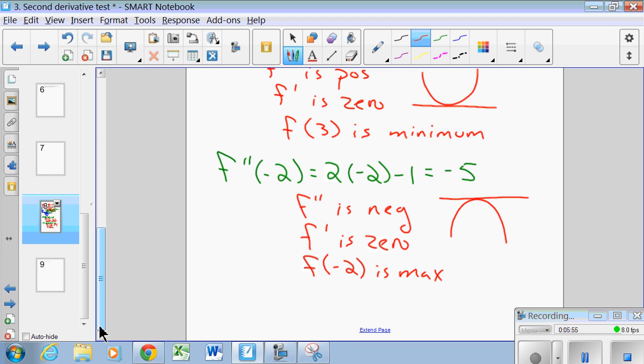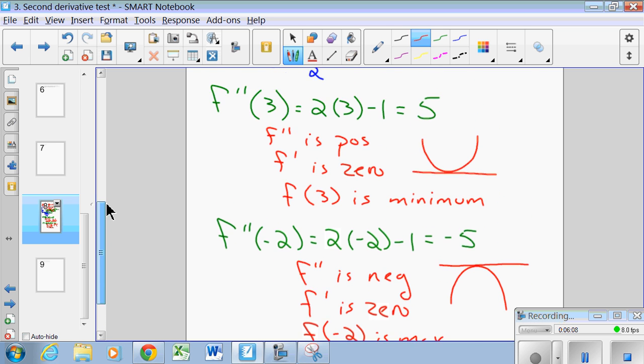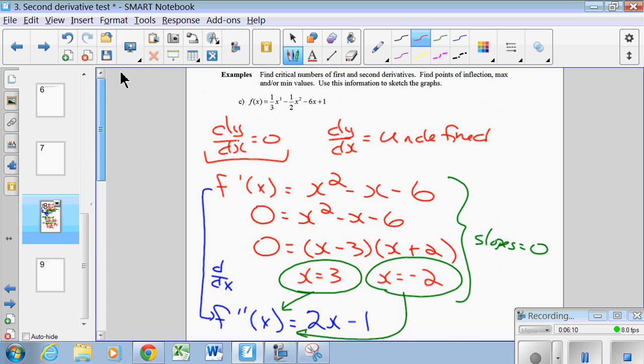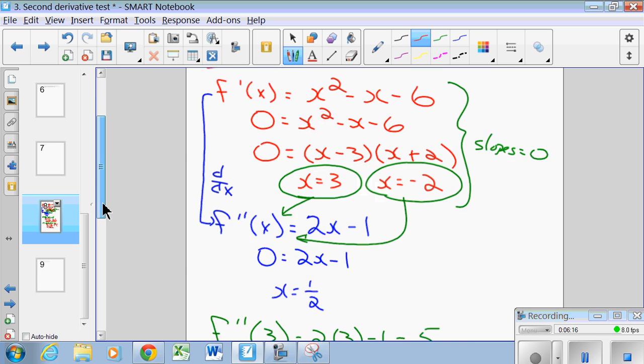So without any kind of table, without any kind of increase-decrease table, we're going straight to the idea that negative 2 is a maximum, f of negative 2 is a maximum, f of 3 is a minimum. And if you want to find the actual values, you go all the way back up to your function, because the function tells you what x is, and then replace it with your known y value.